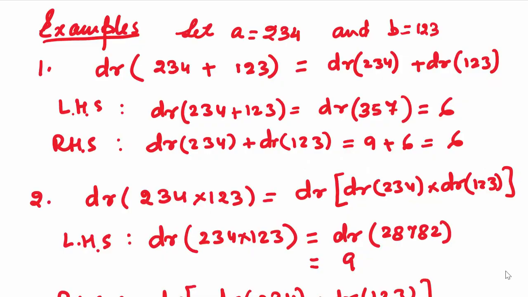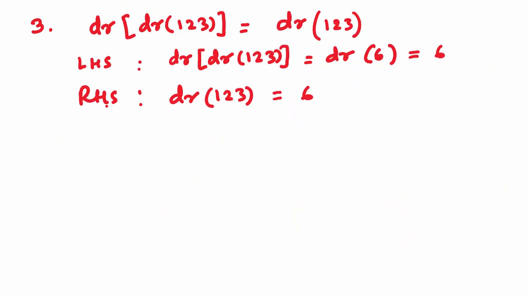Let's take an example. What if a is 234 and b is 123? Then digital root of 234 plus 123 will be equal to digital root of 234 plus digital root of 123. You can see both left and right hand side come out to be 6. If you come to the second rule, digital root of 234 into 123 will be equal to digital root of 234 into digital root of 123. Both the left and right hand side give you the digital root as 9. Digital root of digital root of 123 will be nothing but digital root of 123. Both left and right hand side come out to be 6.